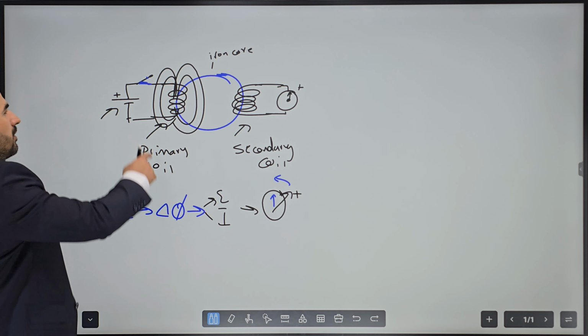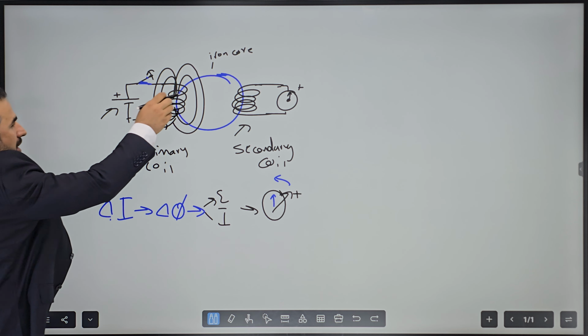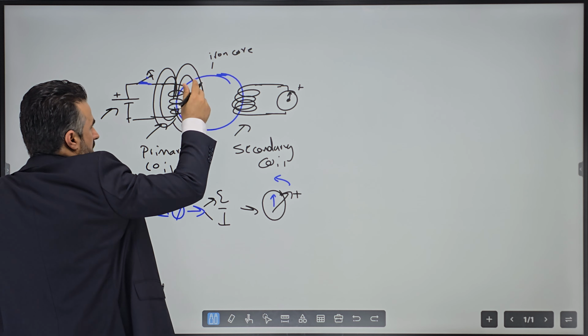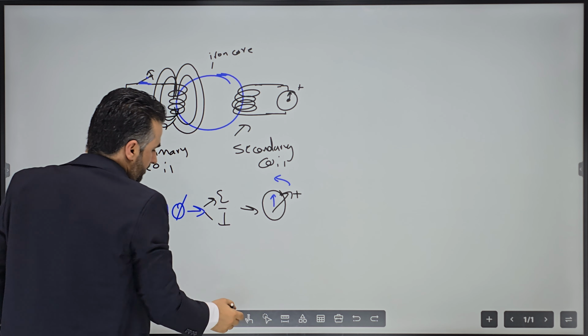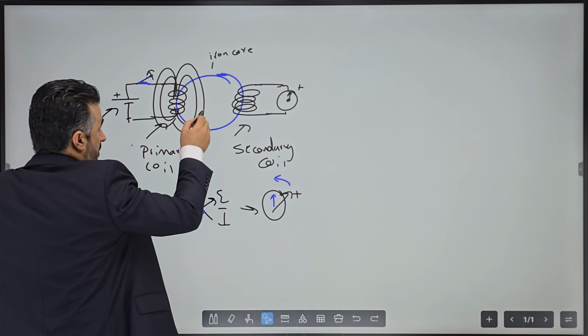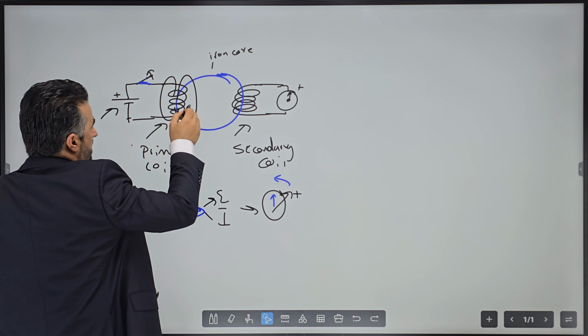What happens when you open the switch? Now the magnetic field starts to fade away, to decrease more and more, because clearly there's no more current here. This is how it goes. When does this happen?